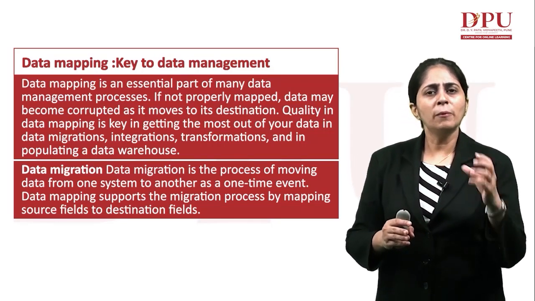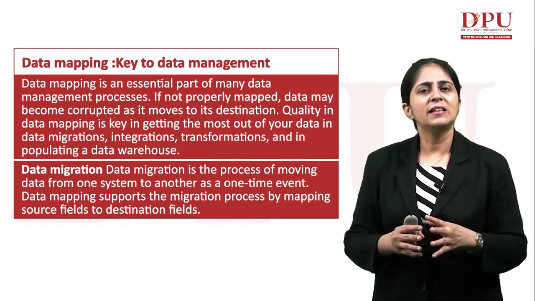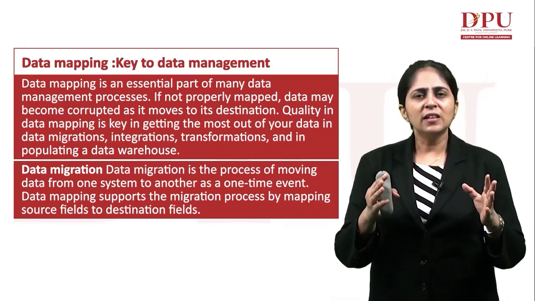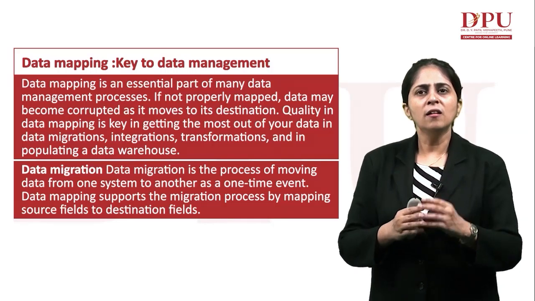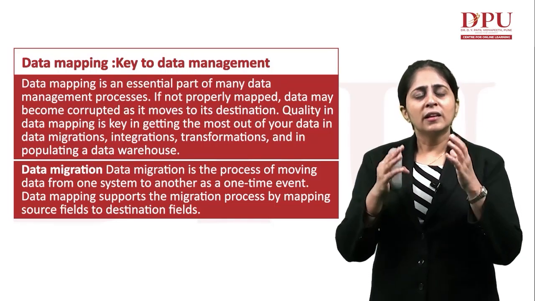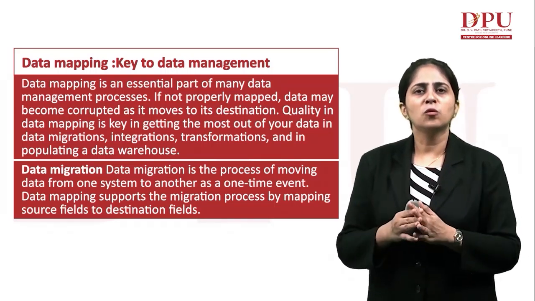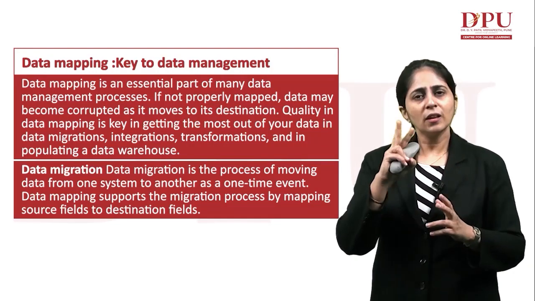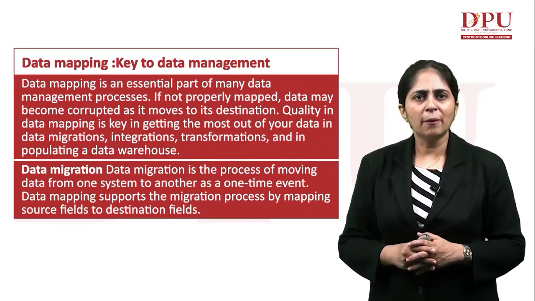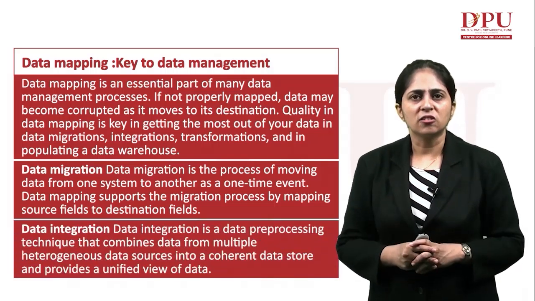Like the roll number, it should remain the roll number in the destination also. So basically the process of moving the data from one system to another, that particular process is known as data migration. The second thing that we require for data mapping is data integration.